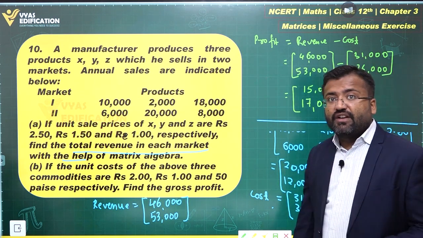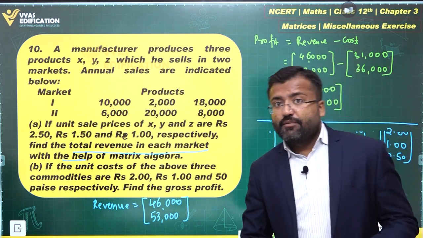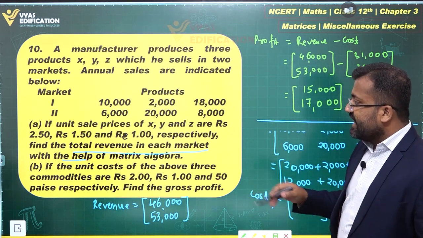This is the profit from the two markets. From the first market, you get a profit of 15,000. From the second market, you get a profit of 17,000. That's the final answer for this second part as well.